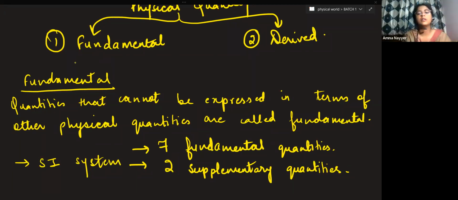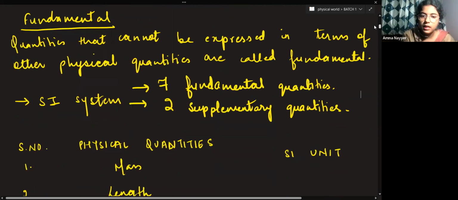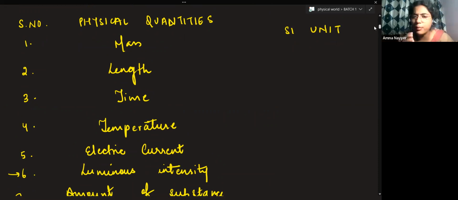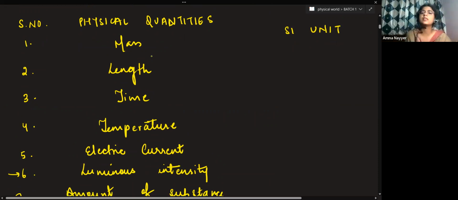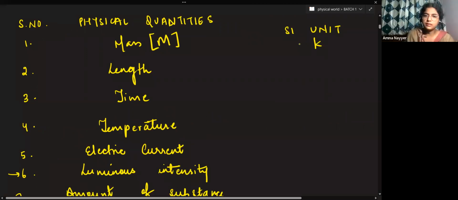All right. Now let's see these 7 fundamental quantities which are present in the SI system. The first quantity is mass, the amount of matter that is present within the body. In dimensional analysis, this is denoted with a capital M. The SI unit of mass is kg.